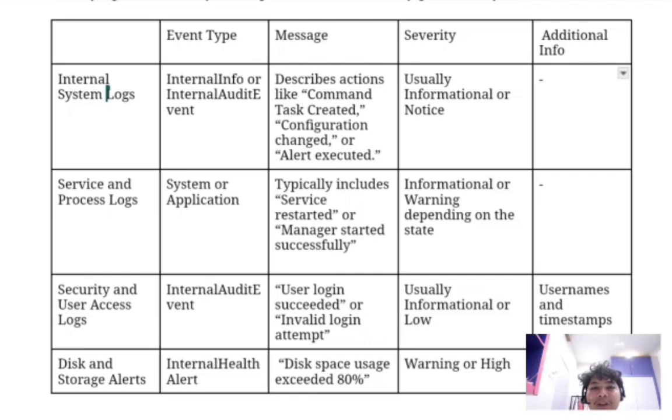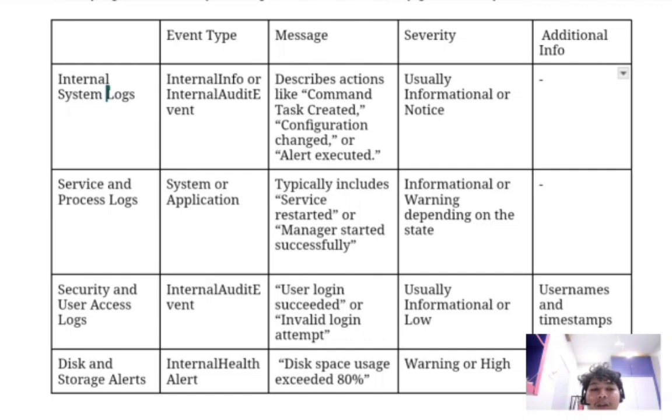second type, which is service and process logs. This includes events such as service restarts, and the severity ranges from informational to warning, depending on the system state. The third one is security and user access logs, which record user access and login attempts, and whether they are successful or failed. These are useful for monitoring user behavior and include username and timestamp.